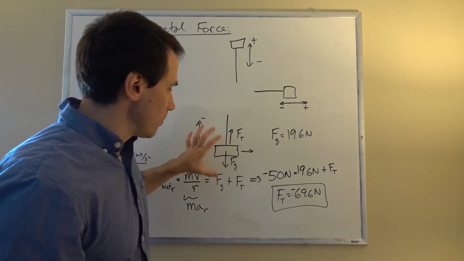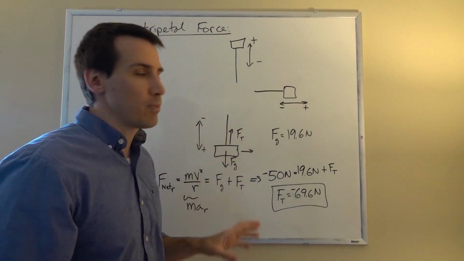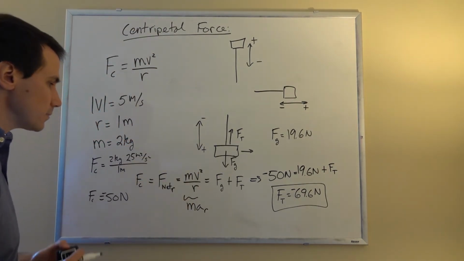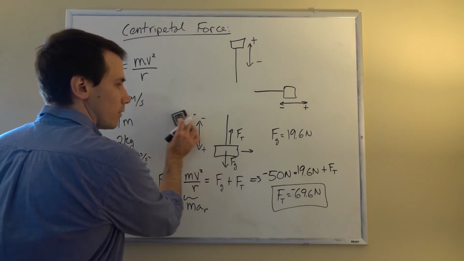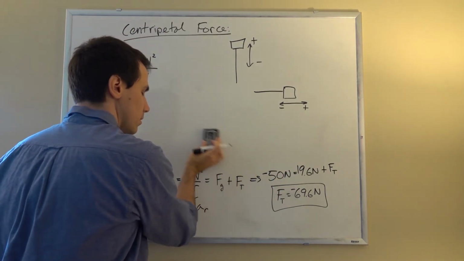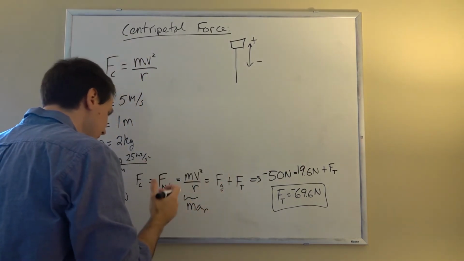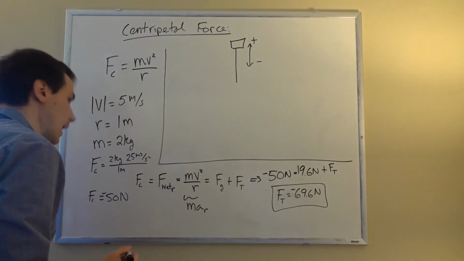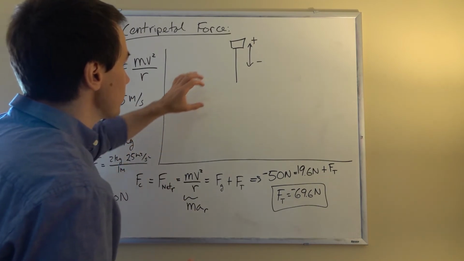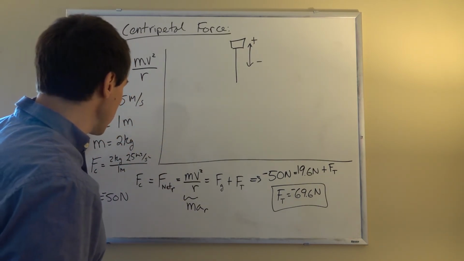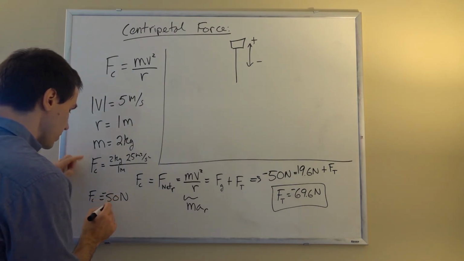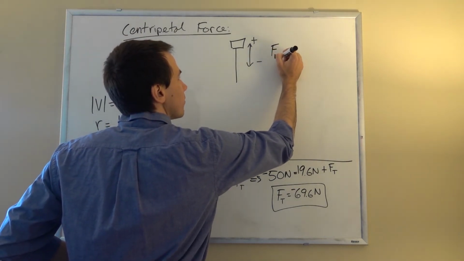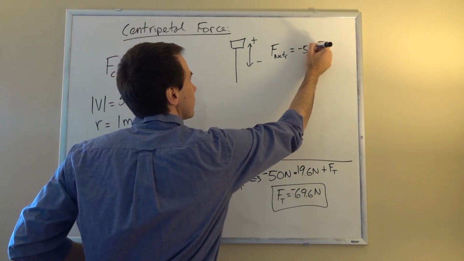Now that we've done it at the bottom of its path, let's think about what happens if we put the block at the top of its path up here. So in that case, I will erase this picture here. We can set up the exact same system. Our centripetal force hasn't changed because we are still moving at the same velocity with the same radius with the same mass. So my centripetal force of negative 50 newtons still holds. So my F net in the radial direction is still negative 50 newtons.